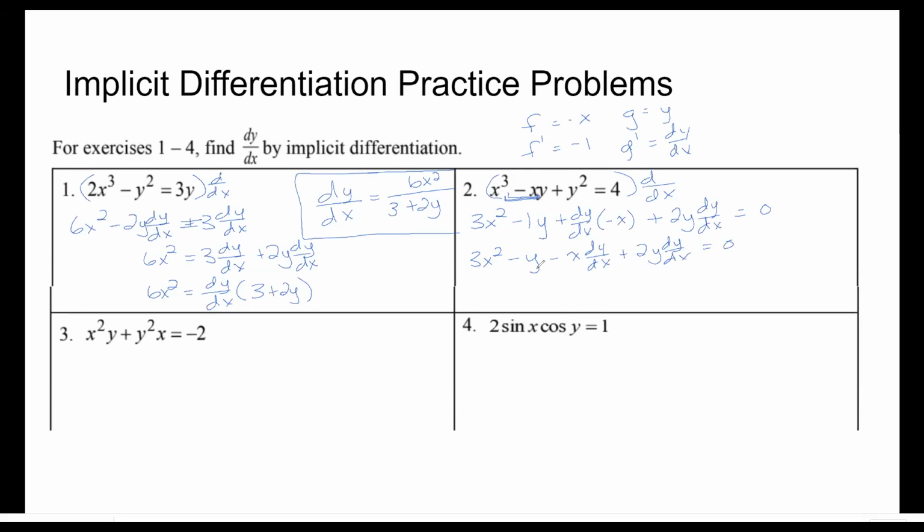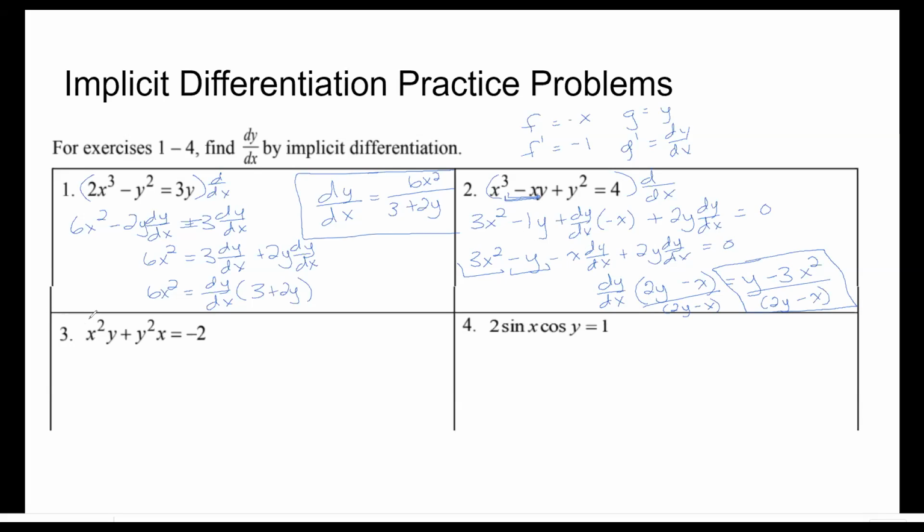I'm going to bring these two terms over to the other side, and I'm going to at the same time factor out that dy dx. So I have dy dx, and I'm going to rearrange these a little bit. That's 2y subtract x equals y subtract 3x squared. I'm going to divide by 2y subtract x. And I have my derivative right here. Just running out of space.